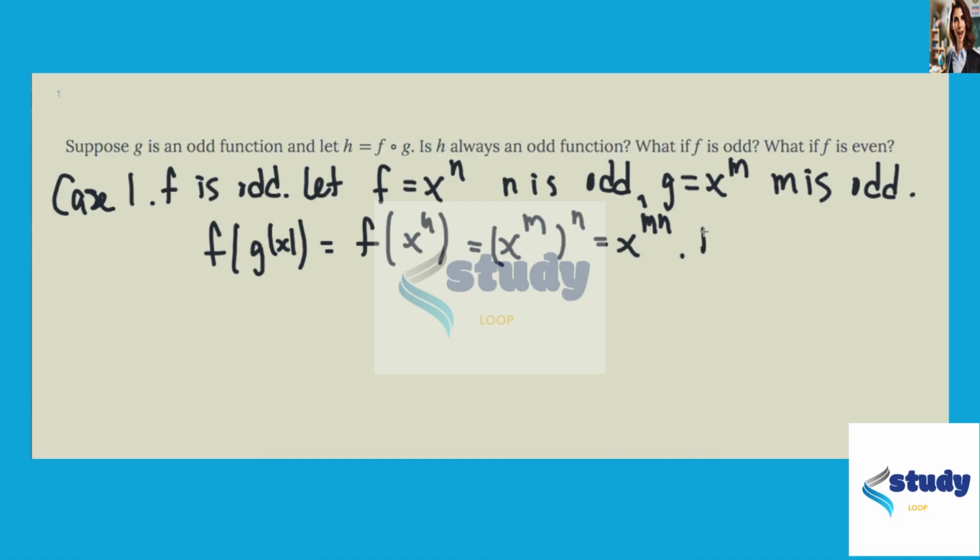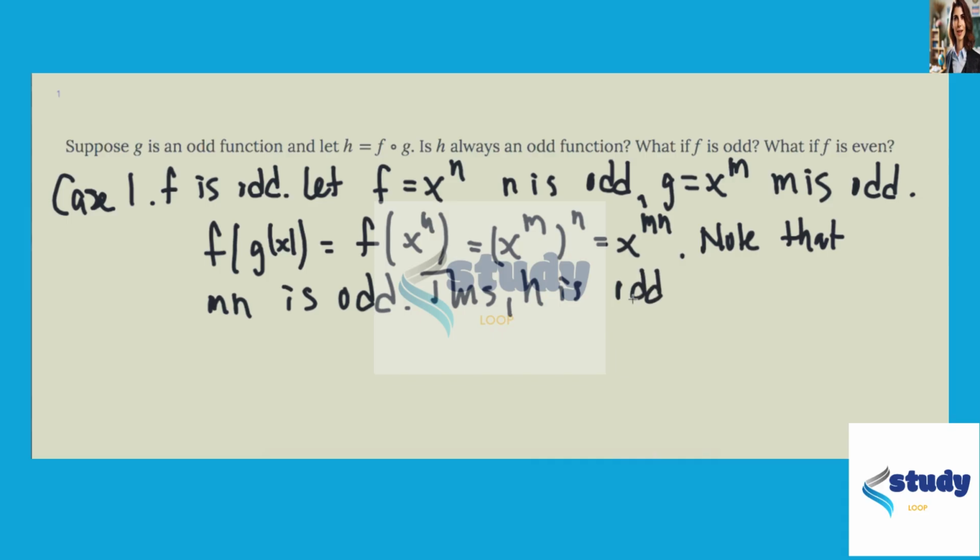And notice that the product m times n, if n is odd and m is odd, then the product m times n is odd as well. So thus h is odd. But now we've got to look at the second case where f is an even function.